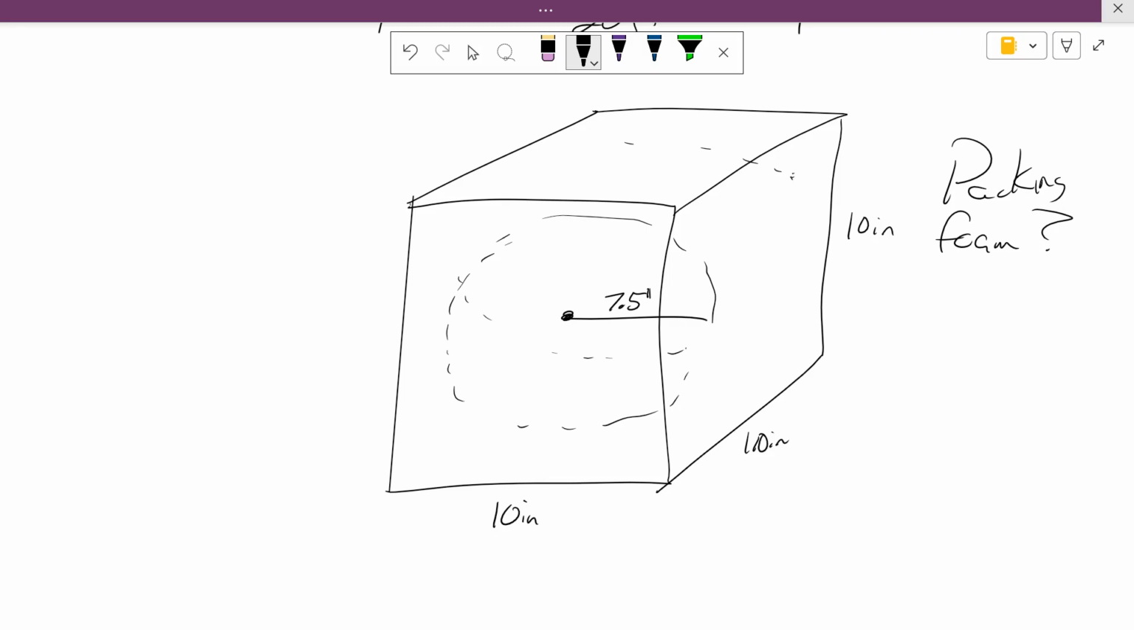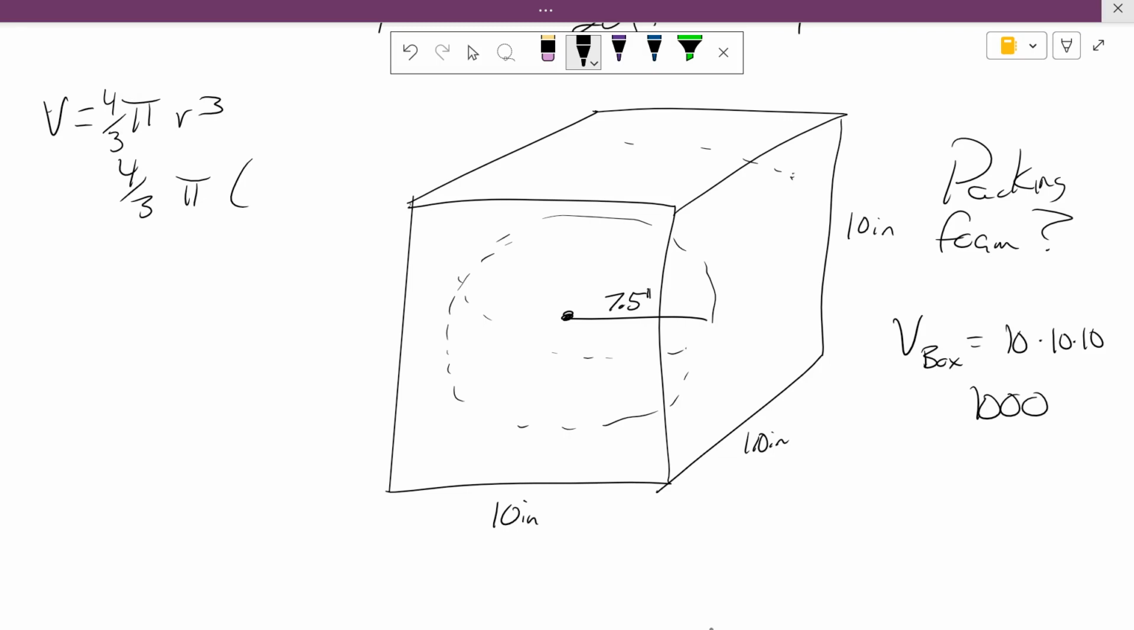Okay. Well, what's the volume of the box? 10 times 10 times 10, which is 1,000. Okay. What's the volume of the sphere? Well, it's 4/3 pi r cubed. What's my radius? 7.5. So it's going to be a lot smaller than this 1,000 number. So it's 7.5 cubed, times pi, times 4/3. What do we get?